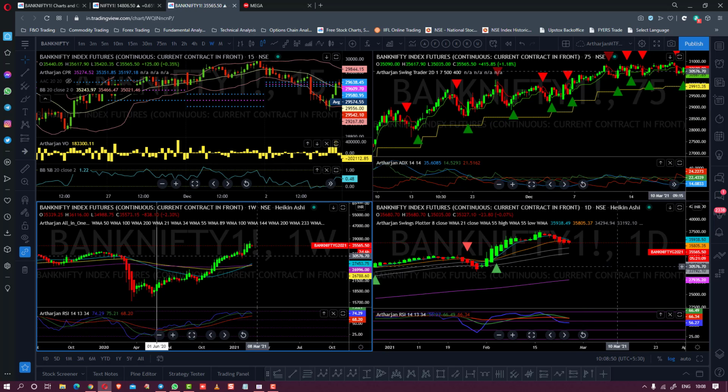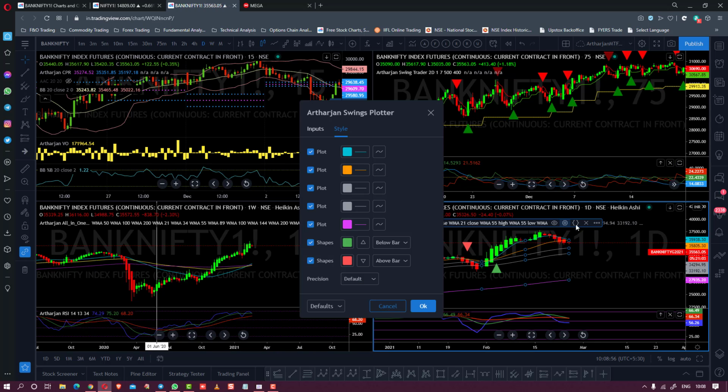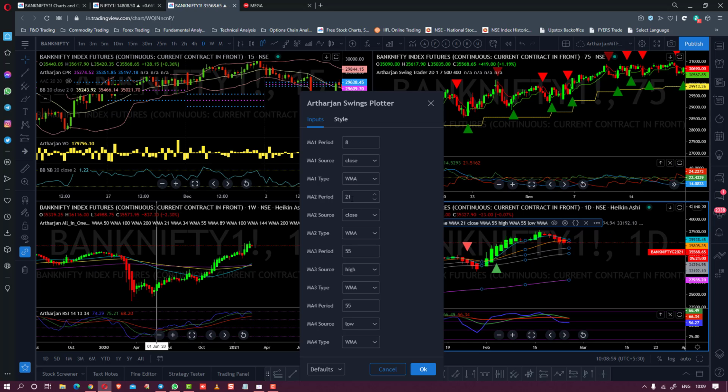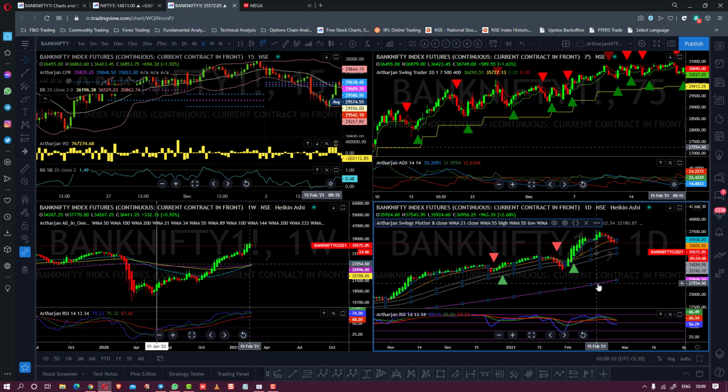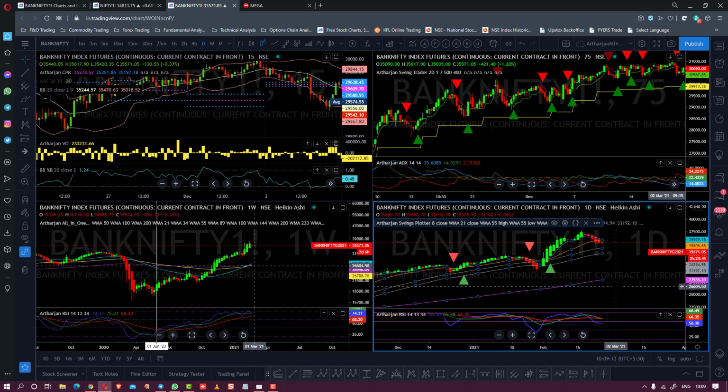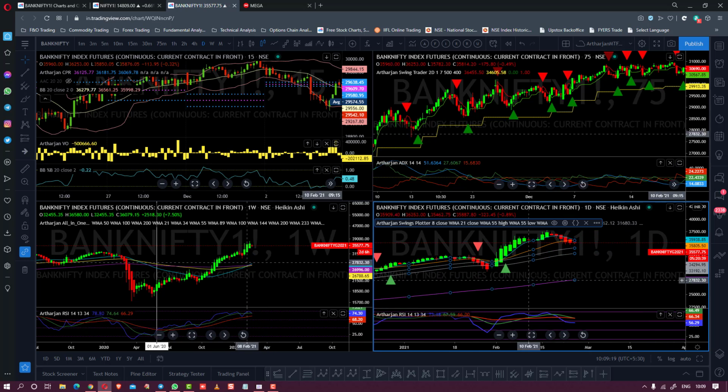Similarly, on a daily time frame, on the right-hand side bottom corner, I have tried to use Artharjan swing plotter, wherein I use the 8 period moving average as my short term moving average, the 21 period moving average as my mid term moving average, and the envelope of 55 period high and 55 period low as my trend confirmation moving averages. Also, I have tried to plot a 200-day weighted moving average to help me understand whether my trend is intact or the stock is trading below all the moving averages. So as long as my candlestick is trading above the moving average envelope, it will help me decide whether I should be taking a bullish trade, a bearish trade or a bi-directional trade.